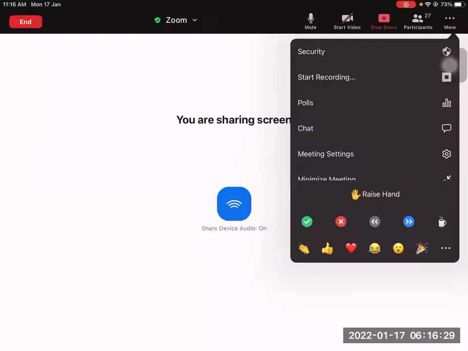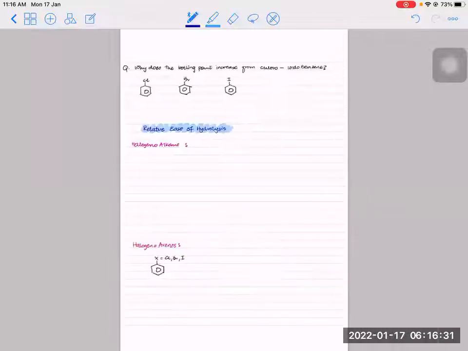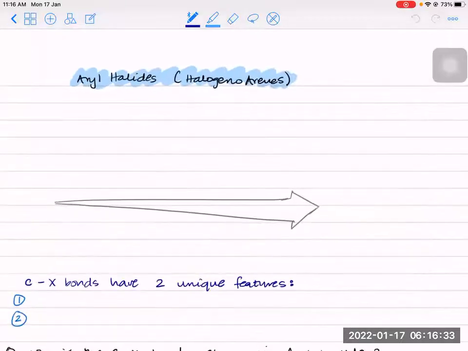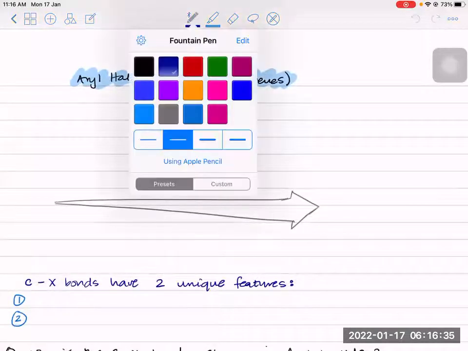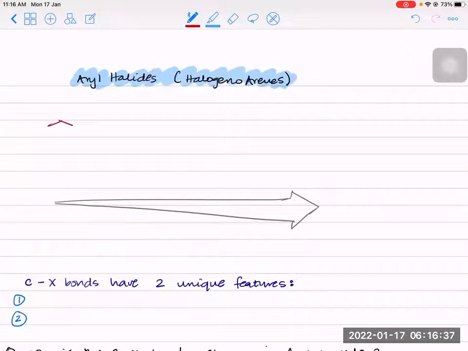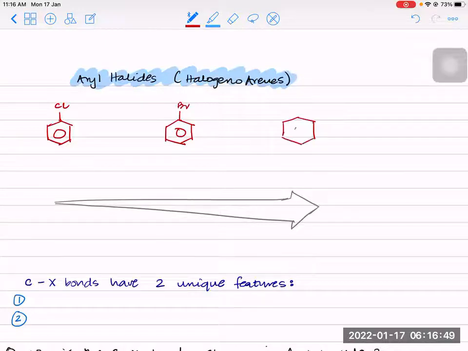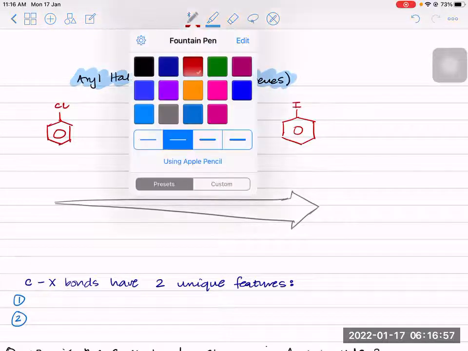Now, aryl halides are basically also known as halogenoarenes. It's basically when a benzene ring has a halogen attached to it. So for example, you have Cl here, you have a Br, you have an iodo attached. These are called aryl halides, or we call them halogenoarenes.